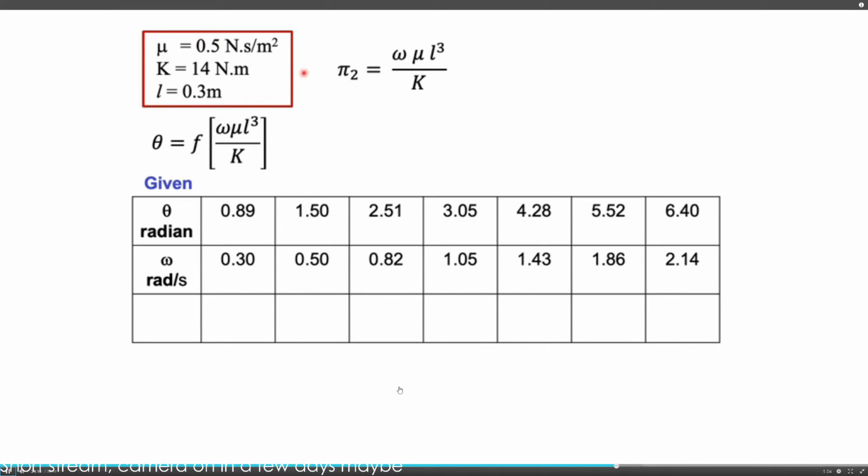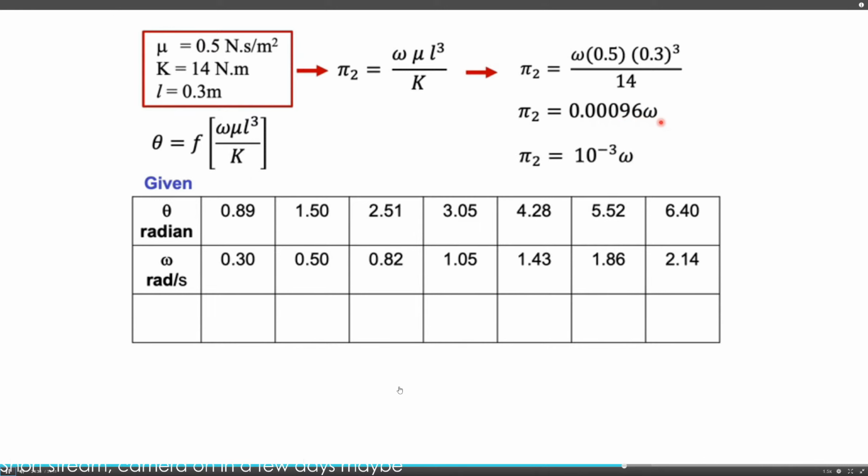So we're going to substitute these values in here. Now what do you get? You substitute these values and you find that this pi group 2 is approximately 0.00096 omega. So for simplicity, I'm going to estimate that this is very close to 0.001, so it's 10 to the power minus 3 omega. So I'm going to substitute the value of omega into this.